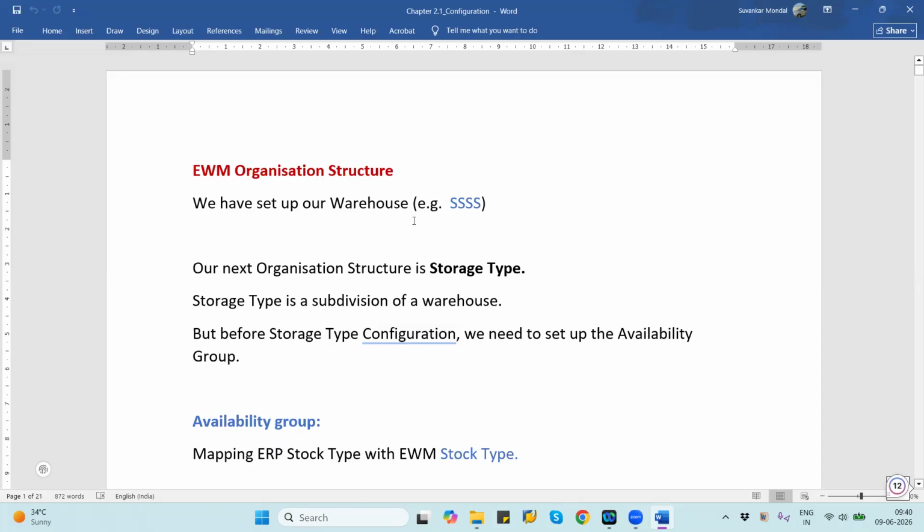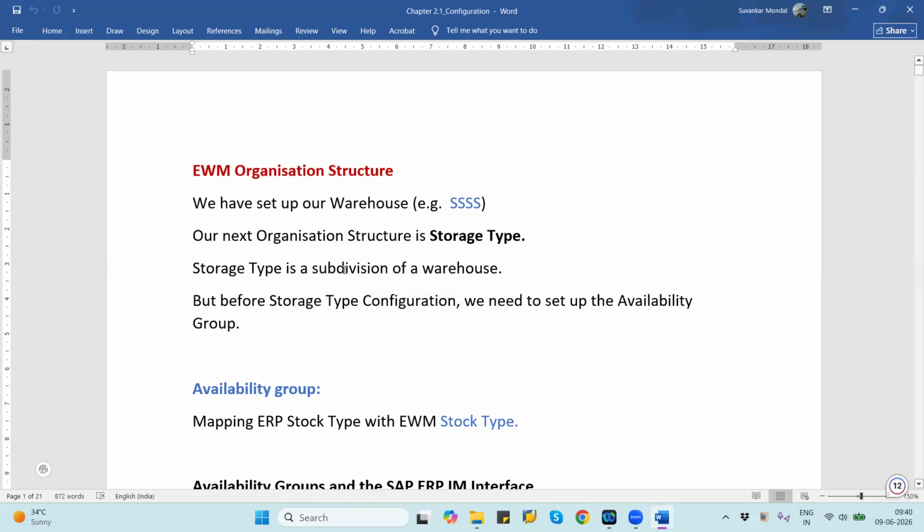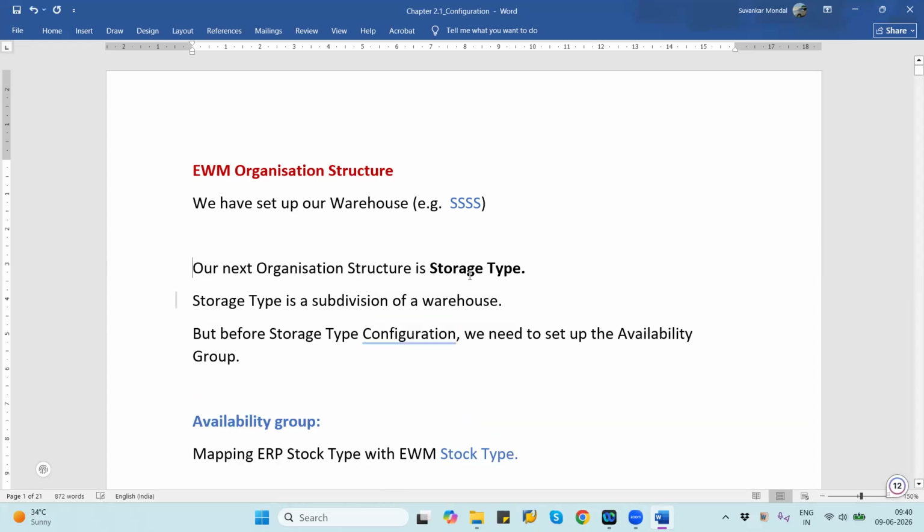From EWM standpoint, our activity that we have done so far is the warehouse setup and the number range setup. And our next organization structure is a storage type. So what is storage type? Any idea, Satish? What is storage type?